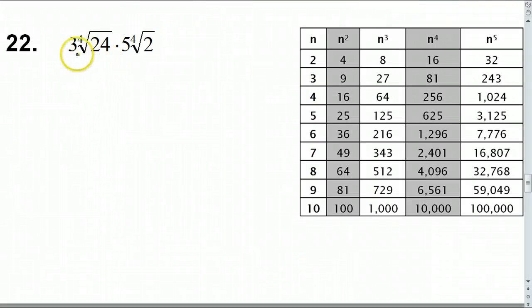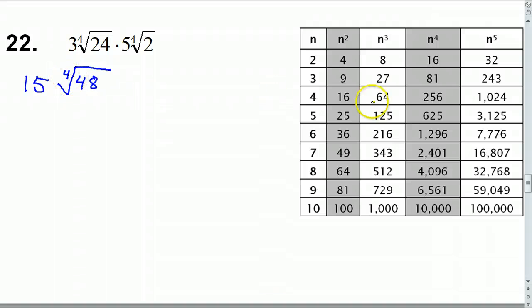Alright, number 22. We can just multiply the 3 times 5 that's out in front. So we will start off with 15. Now, both of these radicals are fourth root. So since the radicals are the same, we can go ahead and multiply these numbers as well, and that will give us the fourth root of 48. Alright, it's 24 times 2.